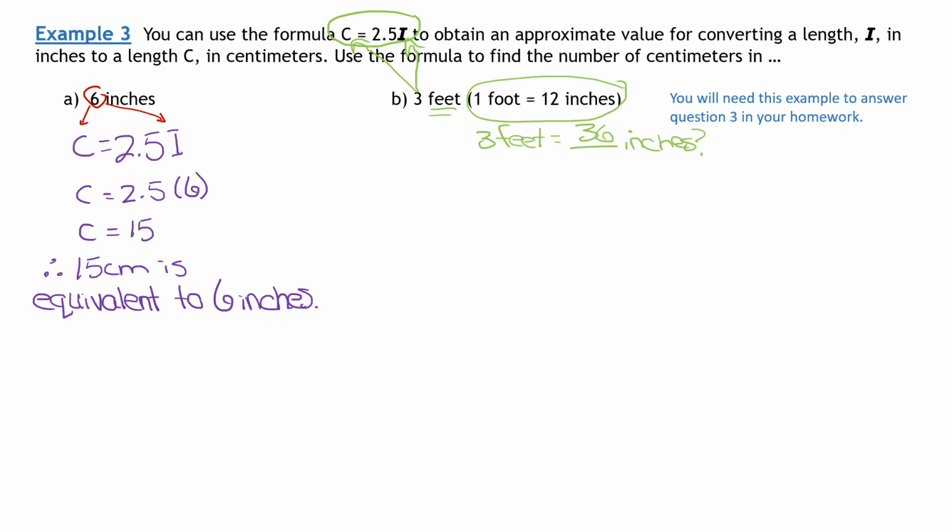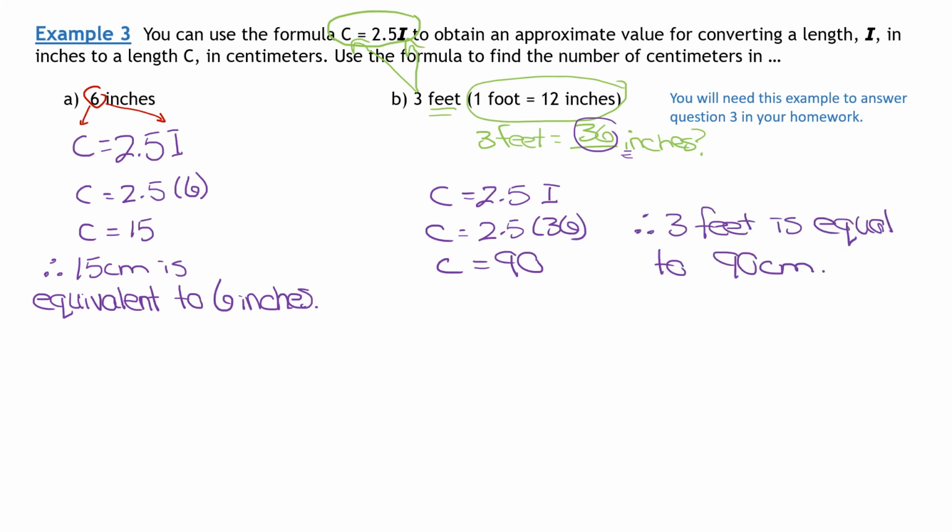So now we have something we can sub in. So let's go back to our formula. Our formula is C equals 2.5 times I. And I've got a number here, and it's an I. So C equals 2.5 times 36, and that is 90. C equals 90. So put that into a sentence.